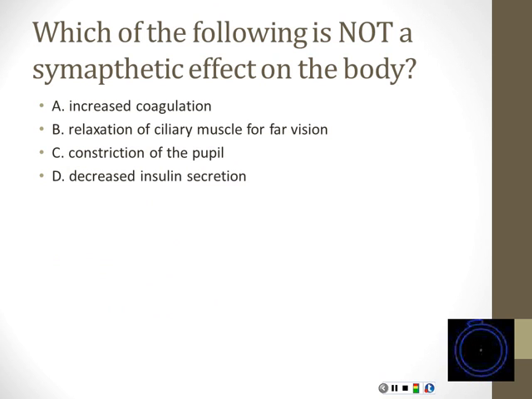All right, which of these does not belong? A. Coagulation is very much a chemical process. It doesn't have any innervation. But the rest of those things are things the sympathetic division does. So far vision, constriction of the pupil, it should be dilation of the pupil. Anyway. And decreased insulin secretion. All right, that's it for today, folks. We're done a little early.